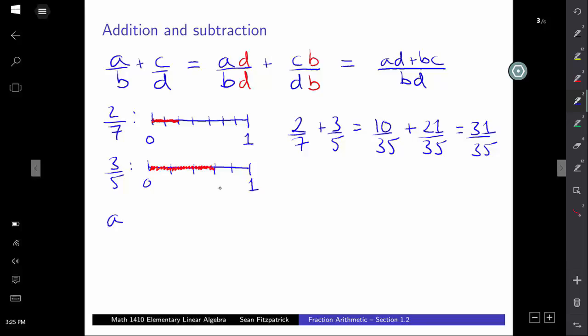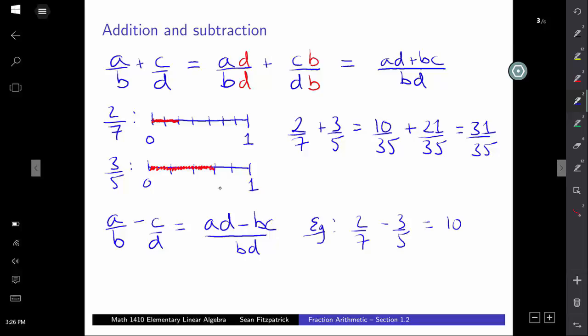Subtraction is similar. The only difference with subtraction is that you change the addition to a subtraction, right? The sign changes. We know that subtraction is the same thing as adding the negative. And so if you go through the same steps, you'll find that the difference between the two fractions is AD minus BC over the same common denominator. So if we work with our same numbers from above, 2 over 7 minus 3 over 5, I'm going to get 10 minus 21 over 35, so I get minus 11 over 35 for the difference.